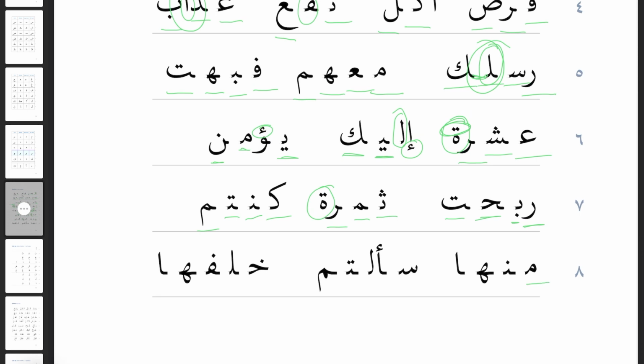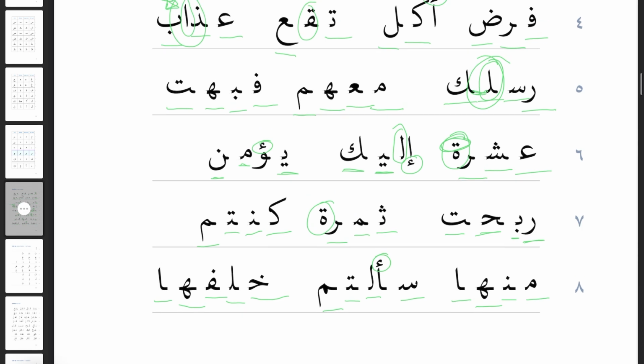Mim, noon, ha, alif, sin, hamza, lam, ta, mim, kha, lam, fa, ha, alif. So there we are.